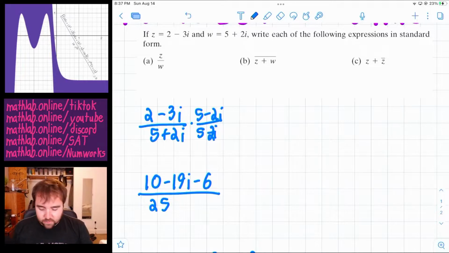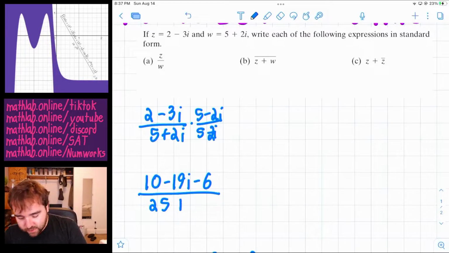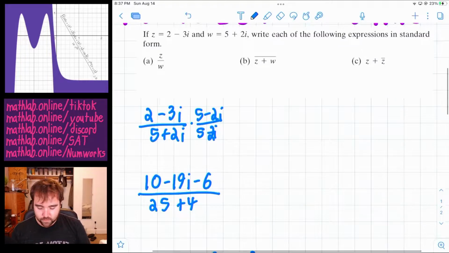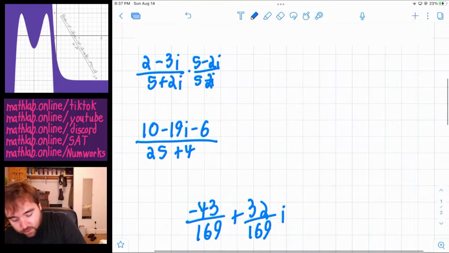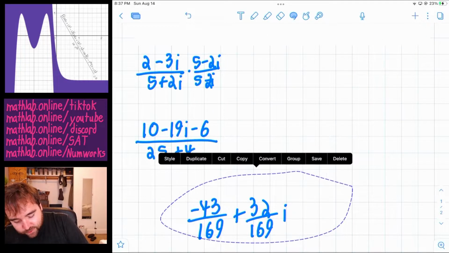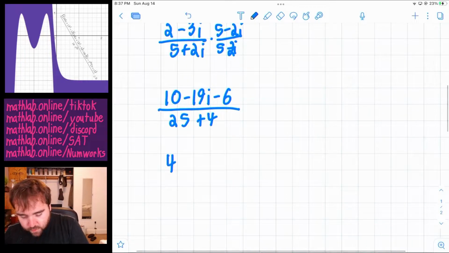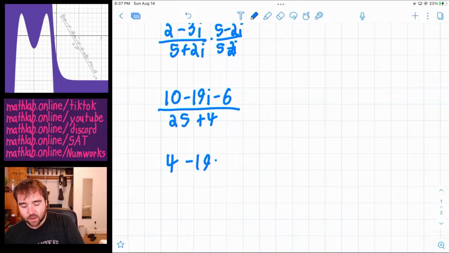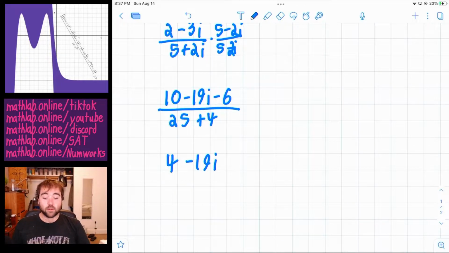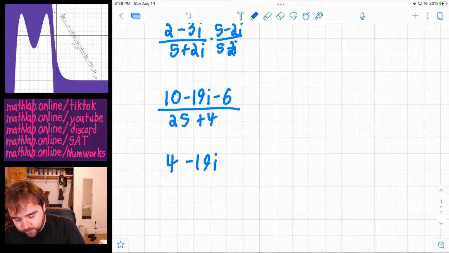The middles cancel. 5 times negative 2i and 2i times 5. Negative 10i, positive 10i cancel out. And 2i times negative 2i is minus 4i squared. So that's plus 4. Let's delete that. That's from earlier. So what do we have now? We've got 4 minus 19i over 29.